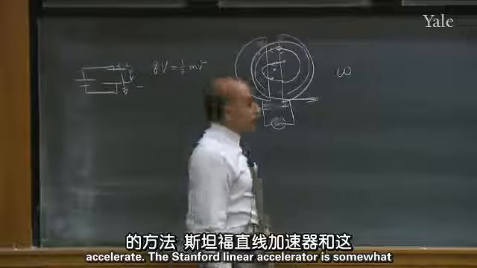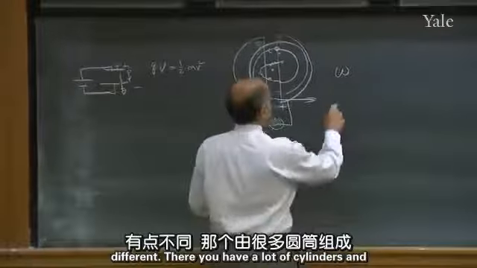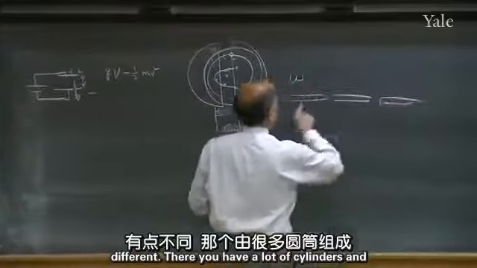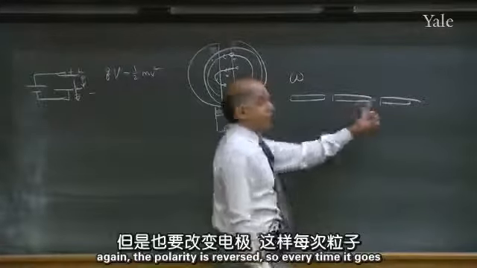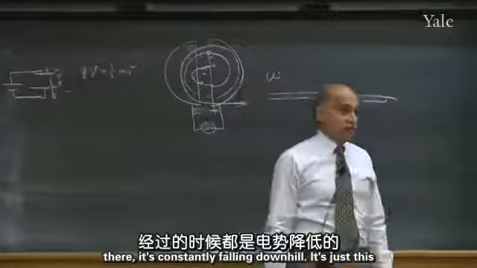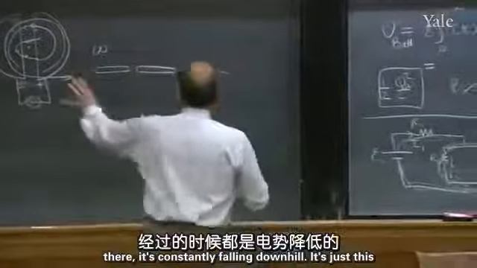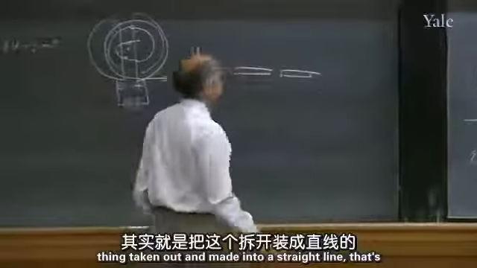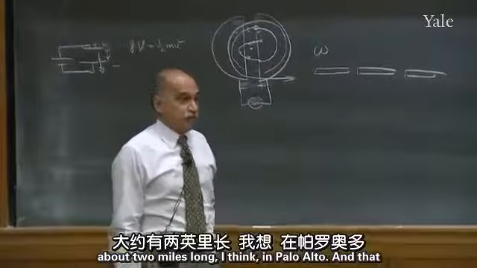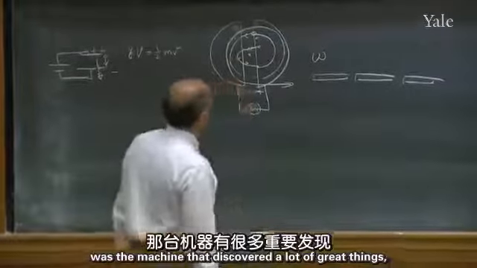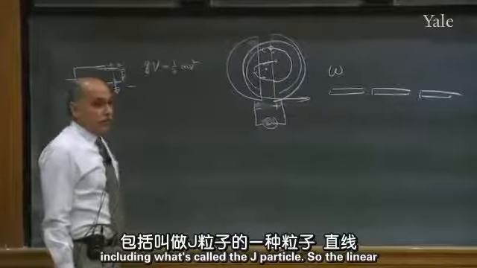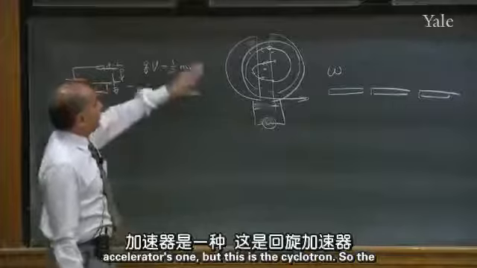The Stanford linear accelerator is somewhat different. There you have a lot of cylinders, and charged particles go from one to the other, but once again the polarity is reversed. So every time it goes there, it's constantly falling downhill. It is just this thing taken out and made into a straight line. That's about 2 miles long, I think, in Palo Alto. And that was a machine that discovered a lot of great things, including what's called the J particle. So the linear accelerator is one, but this is the cyclotron.